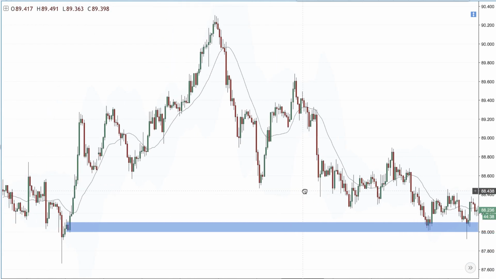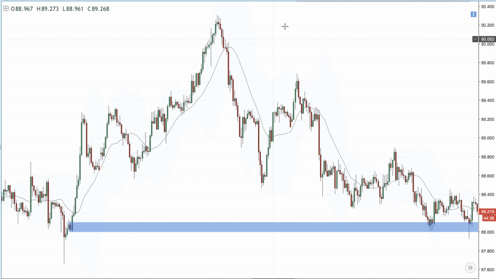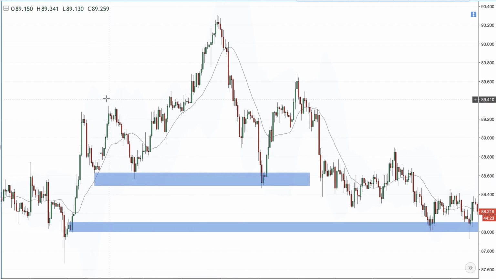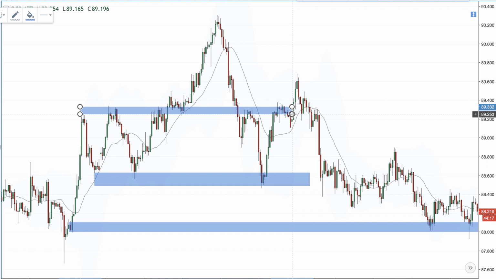Very interesting. And here again a few very interesting support areas here. So swing lows usually make for very good support and resistance areas, and this is also a very interesting formation here. To the upside we have a support and resistance, what I call a flip zone.